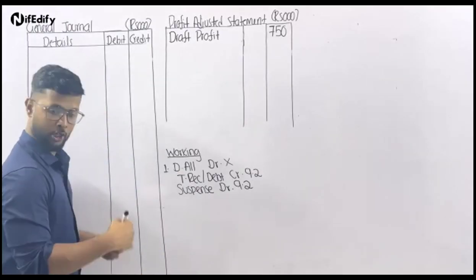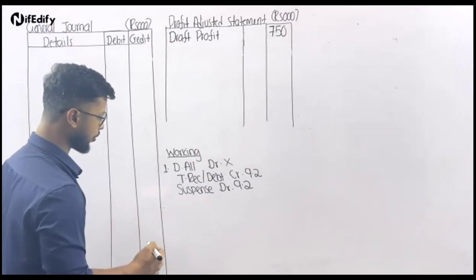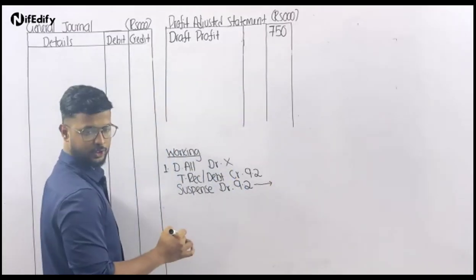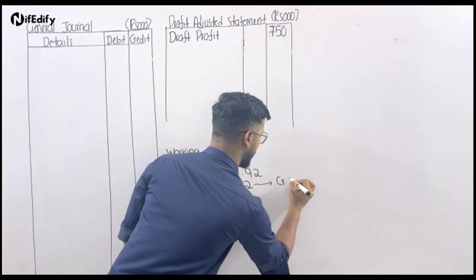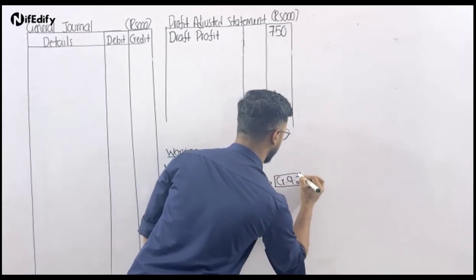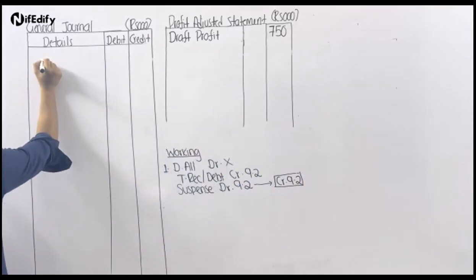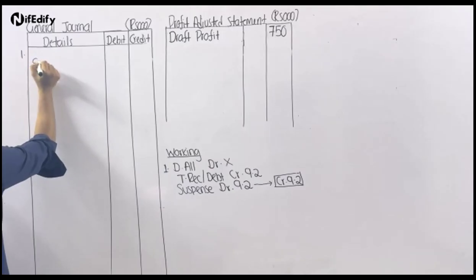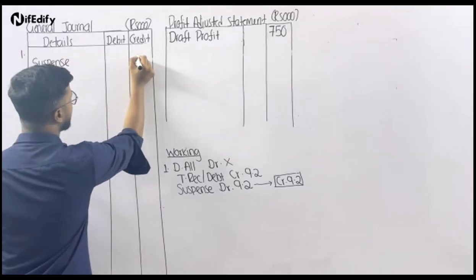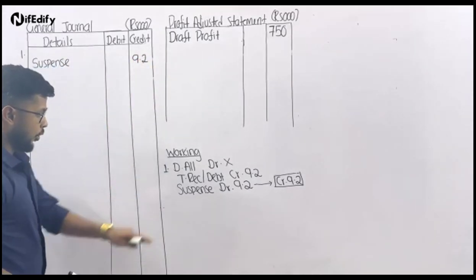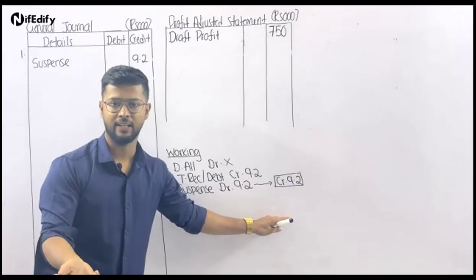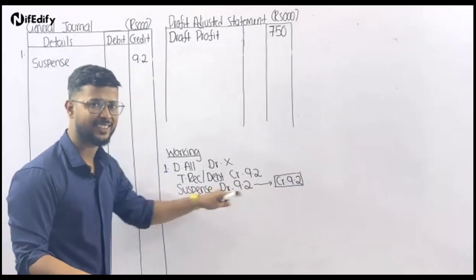Now what are you supposed to do? You need to correct the error. To correct the error, you need to delete the suspense. To delete the suspense, you will credit the suspense with 9.2. Why are you crediting the suspense again? To delete the suspense, because now the suspense is revealed, so you don't need to keep it. Suspense is no longer needed.